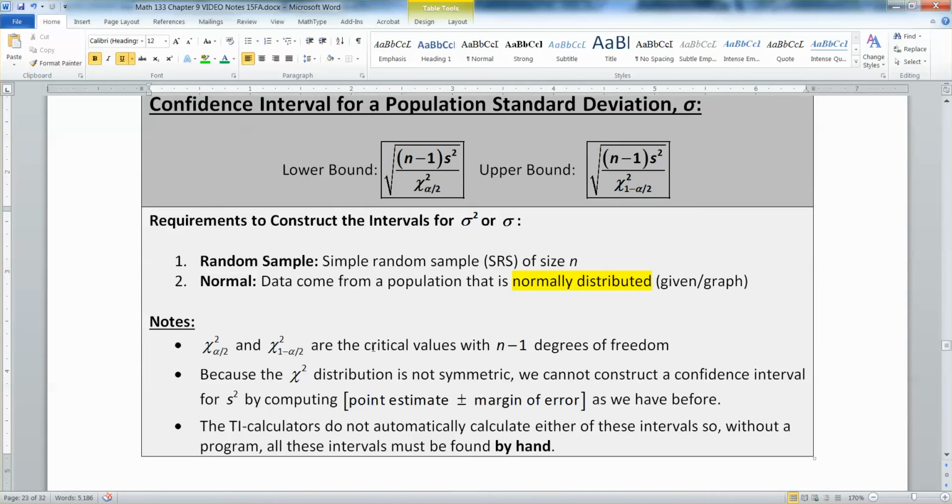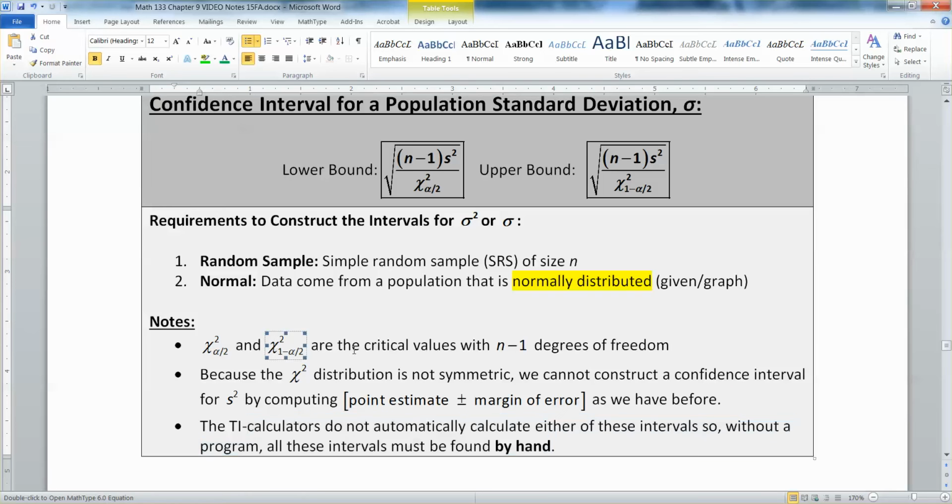Now, remember that the chi-square critical values are with n minus 1 degrees of freedom. We just spent a whole page learning how to find those, so you're expected to be able to find them. And then here's some important information. Because the chi-square distribution is not symmetric, that means you can't do what we did for the other confidence intervals, namely find a point estimate and add and subtract a margin of error. That's not going to work for these because you don't have the symmetry that you had with the other distributions. So you're just going to have to find each of them by hand. And that's because the calculator won't do them either.